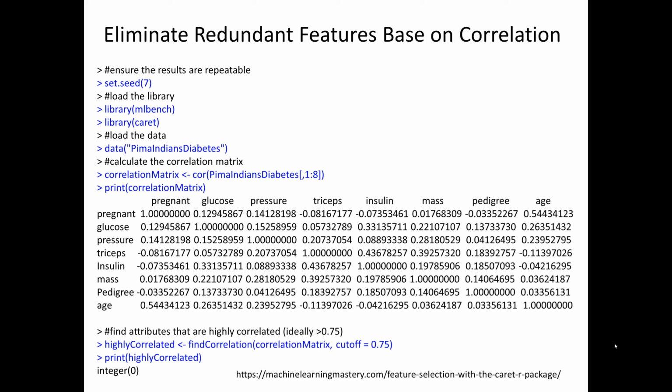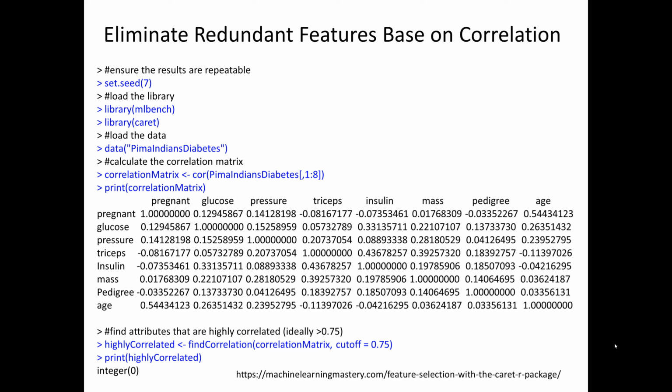I've included the website that I got this example from on this slide. The website suggests that the highest correlated variables are age and pregnant, so age could be removed or pregnant could be removed.